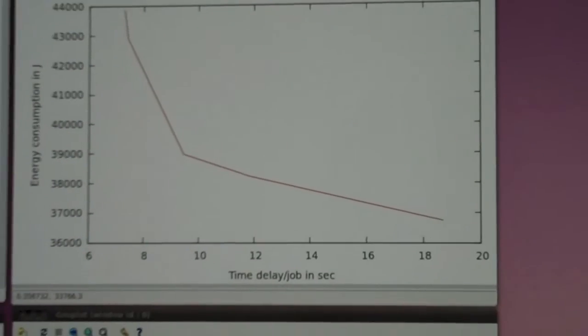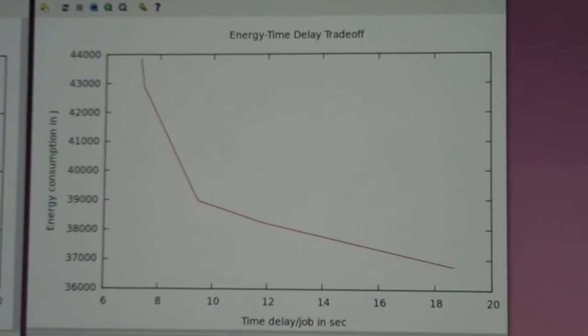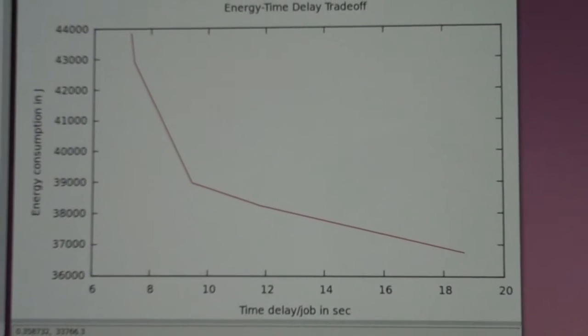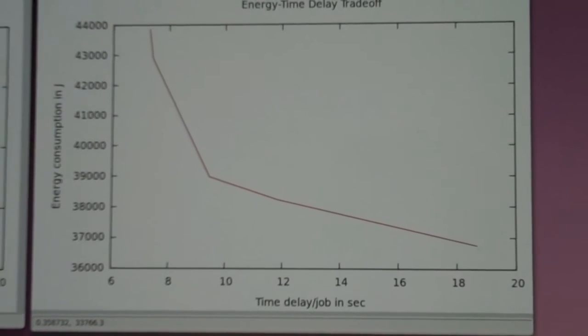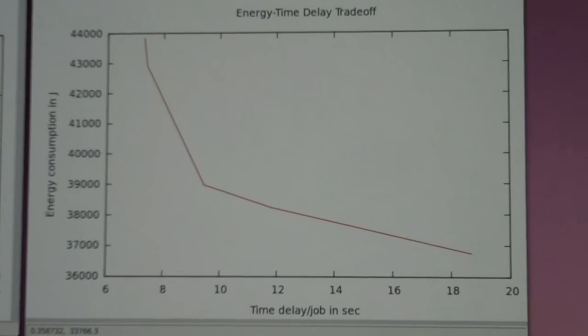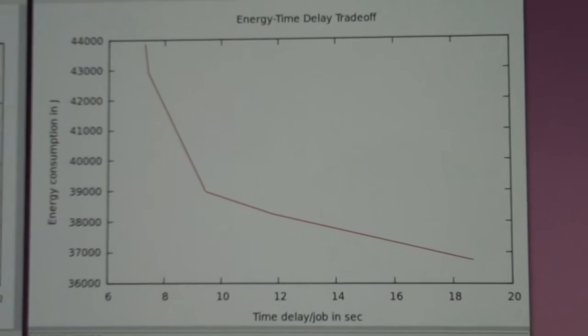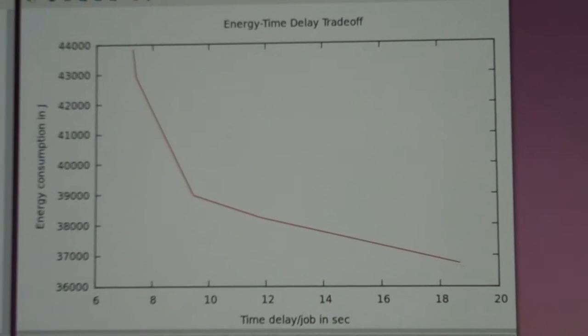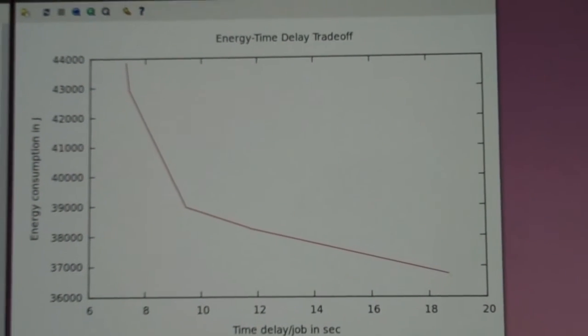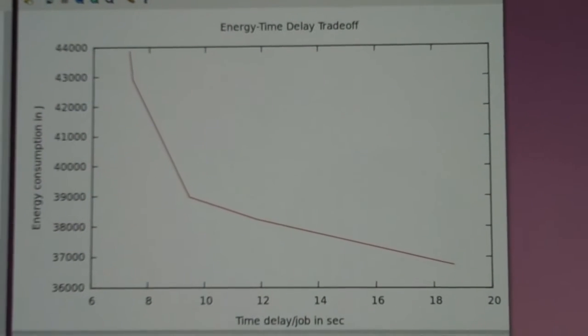The second plot that we see over here is actually a very important one. It's our energy delay trade-off curve. As we can see, it's a Pareto optimal trade-off curve. Each point on this graph has been generated through an experimental run with this experimental setup. And each point represents a different tolerance for delay versus energy saving.